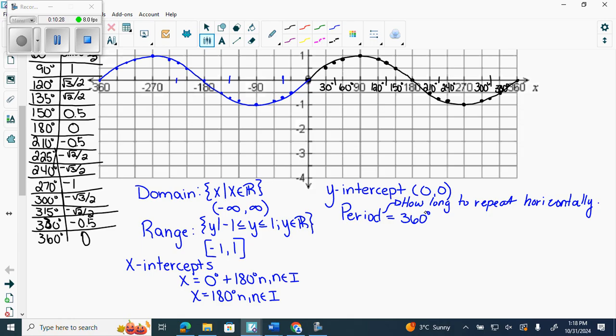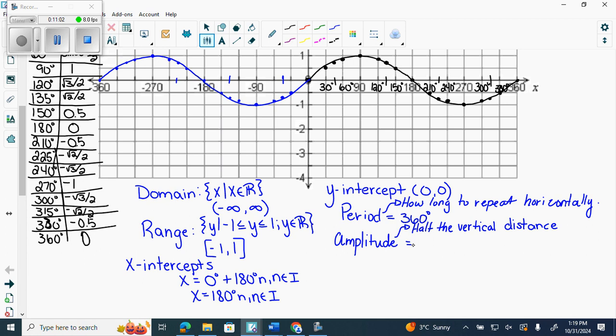The reason why we did that transformations review was also because we're going to be doing transformations of sine and cos graphs. I know, exciting. And then we have the amplitude. The definition of the amplitude is half the vertical distance. Amplitude's always positive because it's half of a distance, and distance has to be positive. It's not displacement.